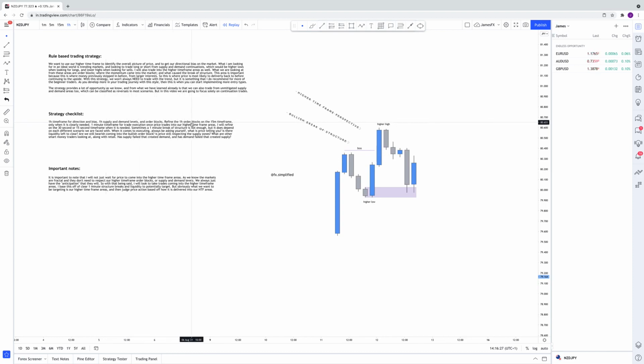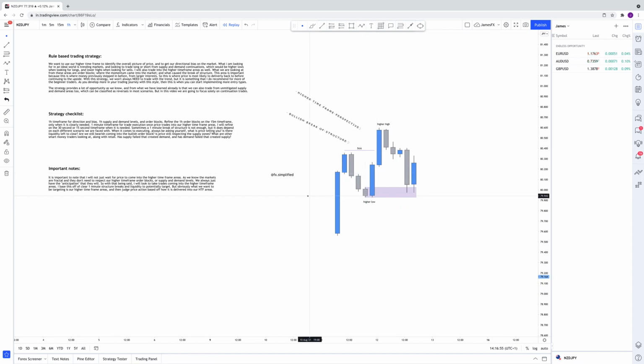Refine the 1 hour order blocks on the 15-minute time frame only when it is clearly needed. So what that means is if we have this as an order block, but on the 15-minute it's a really clear push off, clear imbalance, and a candle where we can refine, then that's what I'm going to be doing. And I'm not going to refine lower than that. So I'm not going to be going on to the 5-minute. So I'm refining from the hourly to the 15, and then that's it.